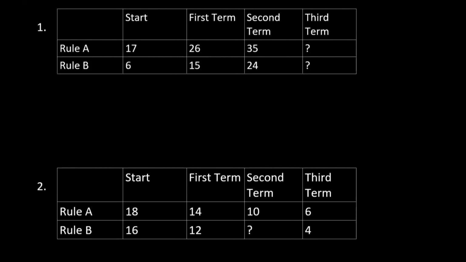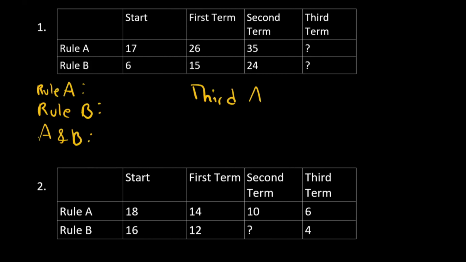So what I'm going to do first is write down all the things that I need to answer. So I need to answer rule A, rule B, a rule for A and B, so I'm just going to write A and B because I'm going to understand that. And then third term, so I'm just going to write third A and then B. So I have 5 questions to answer in this. So let's figure out the answers.